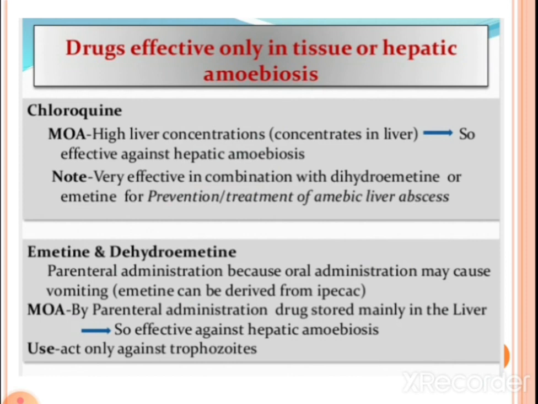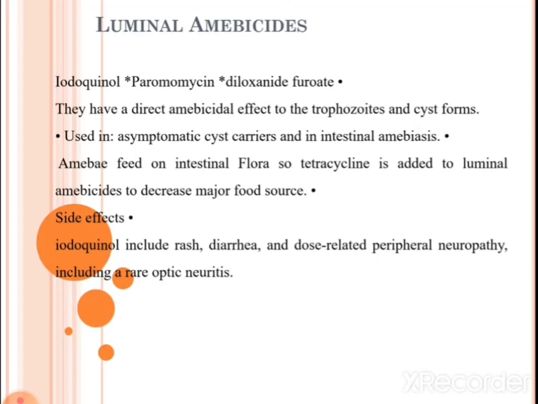The next drugs from this category are the drugs which are effective only in tissue or hepatic amoebiasis. In that category, chloroquine and emetine are given. These drugs we will discuss in the next session.